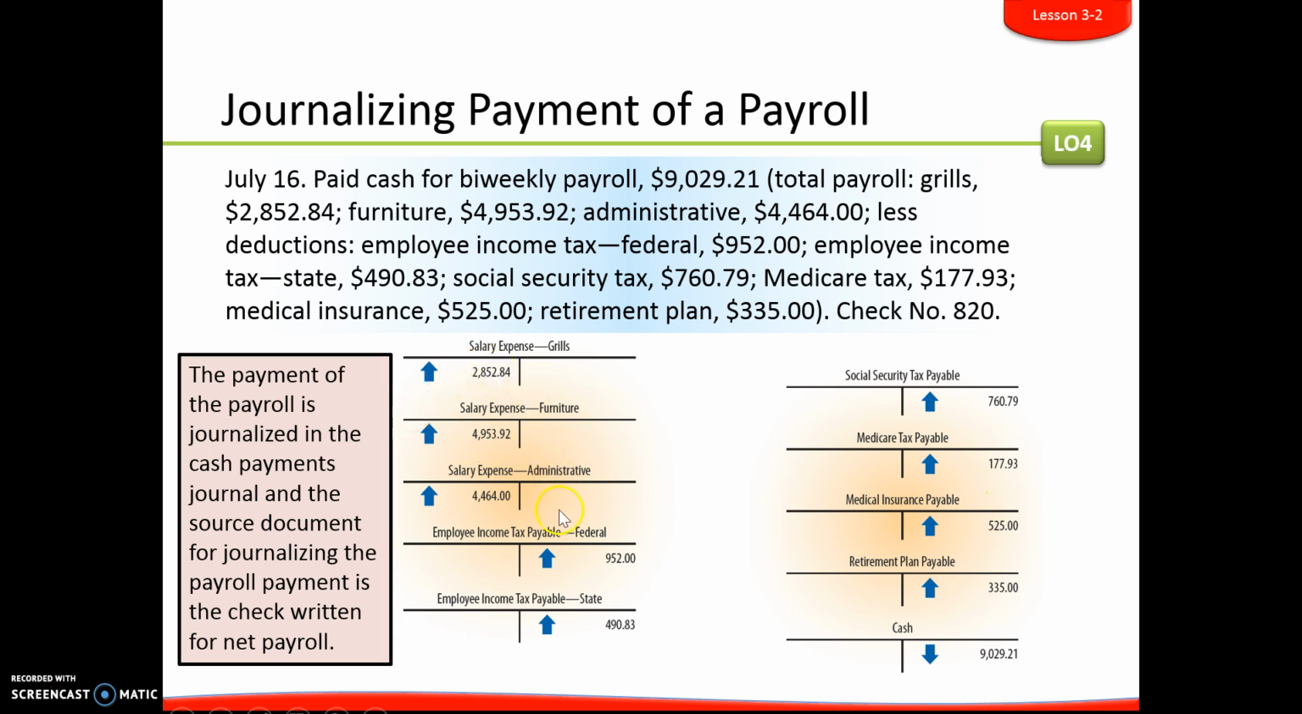So this is just showing the T accounts that are broken down. This is the one we just had, same one, just in a journal. And remember that the payroll payment gets journalized in our cash payments journal, and our source documents are going to be checks. So this is just showing a breakdown of how our T accounts look and what's happening in those.